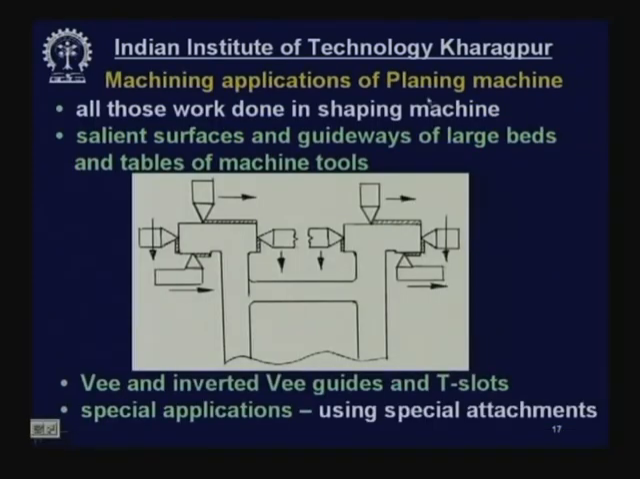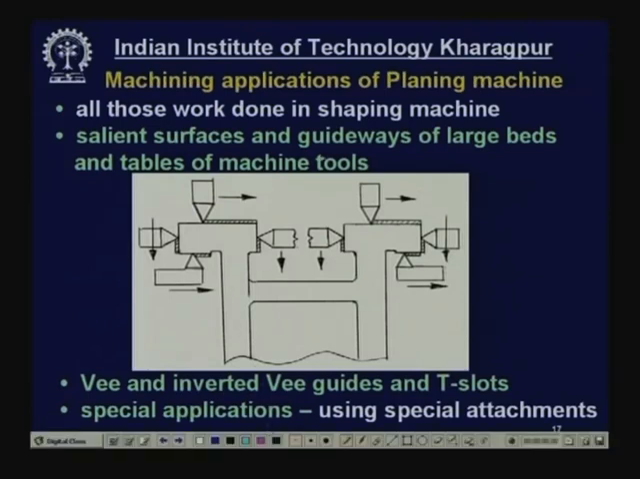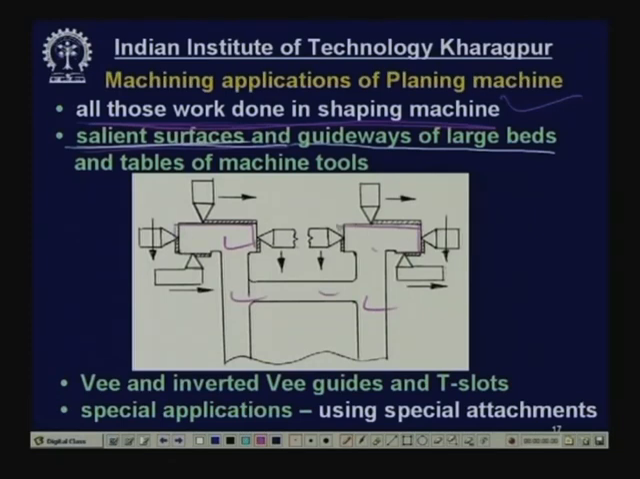Now, come to machining applications of the planing machine. All the work done in a shaping machine can also be done in a planing machine. Salient surfaces and guideways of large beds. Now, this is an example. This is a bed of a machine. Now, this surface is to be machined.